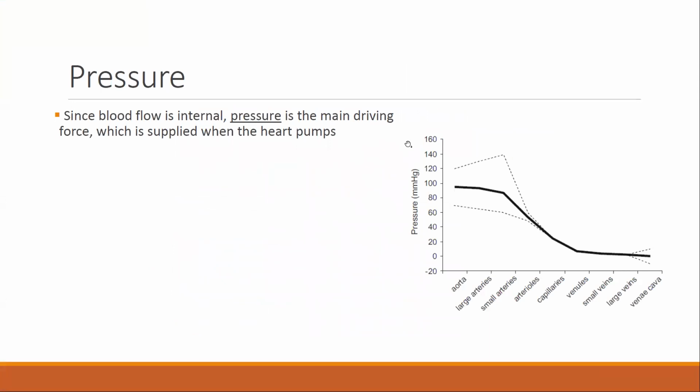Okay, so let's talk about pressure. Since blood flow is basically an internal flow, it mimics a lot like your piping system or your plumbing. Pressure is going to be the main driving force for the flow. We talked about before that when your heart contracts, your blood pressure is at a maximum, and that pressure is going to be driving the flow throughout your body.